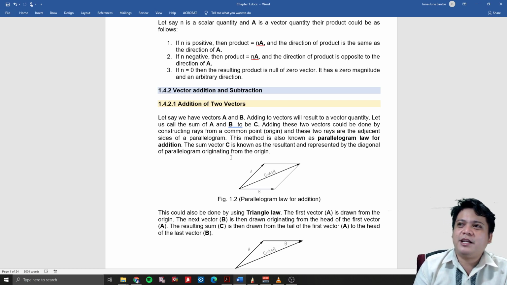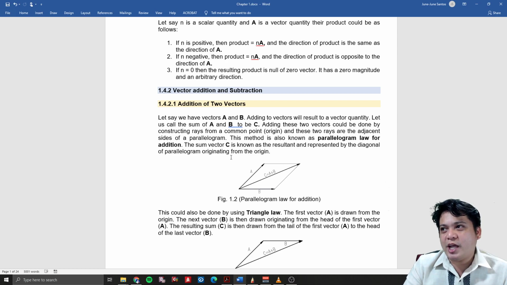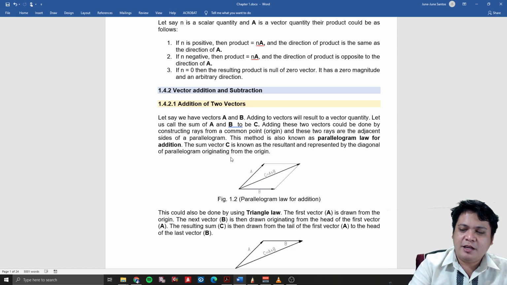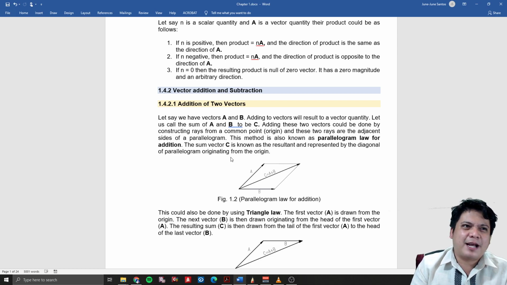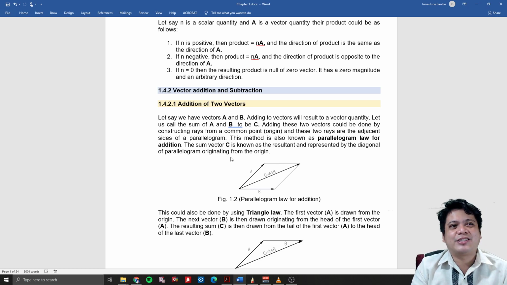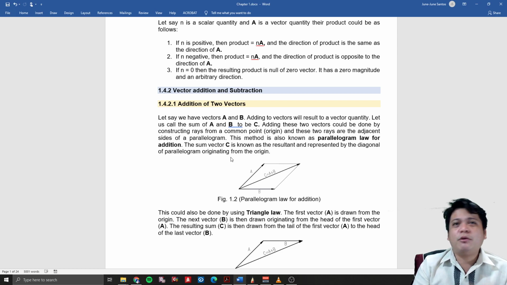Okay? Ano sinasabi ni parallelogram law for addition? So let's say we have vectors A and B. So dalawa siya, A and then B. Pag pinag-add natin sila, hindi natin pwedeng ipag-add lang yung magnitude. Okay, so what we take is normally what you call the resultant. Okay, but we will still go what you call the resultant soon.